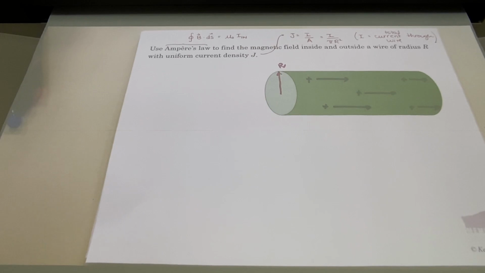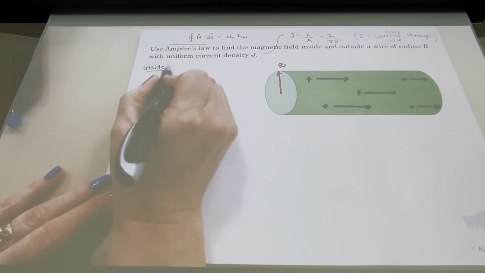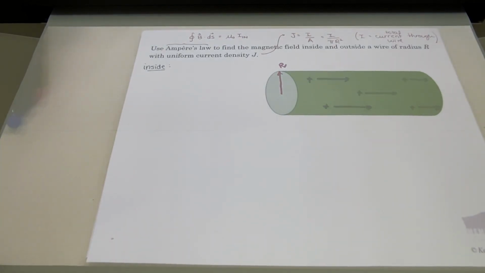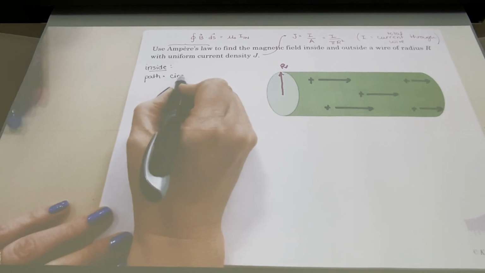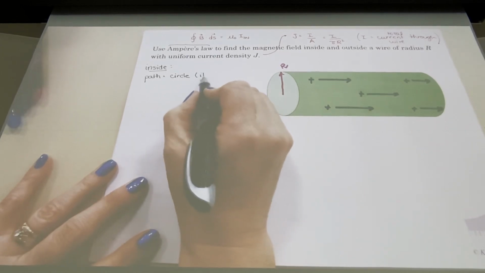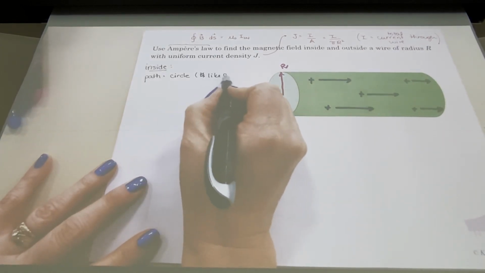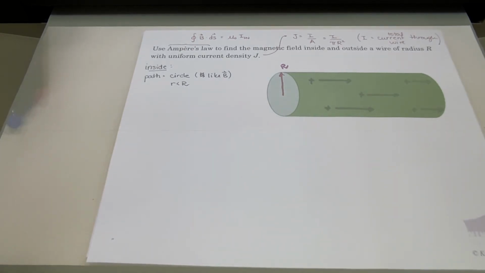We want to find the magnetic field inside and outside. Let's start with inside. If we want to apply Ampere's law, we have to pick a path, and we're going to do the integral around that path. What path are we going to pick? We want it to reflect the magnetic field. We know the magnetic field around wires is circles, so our path should be a circle, so that it reflects the symmetry of the magnetic field. And it should have a radius less than the radius of the wire so that we stay inside the wire.